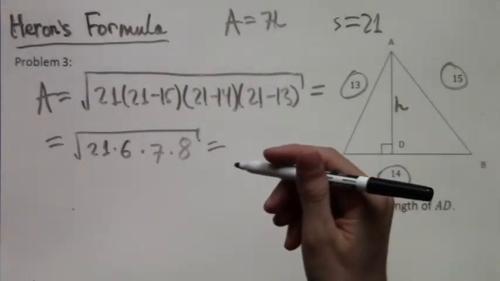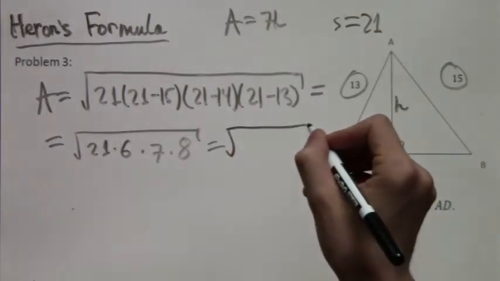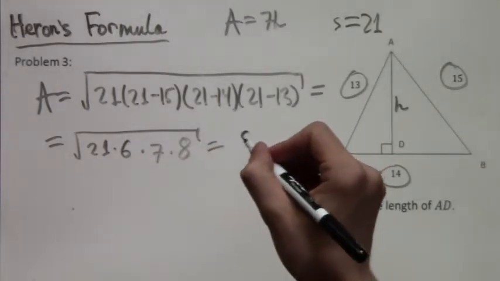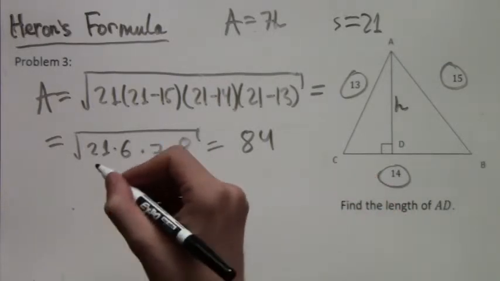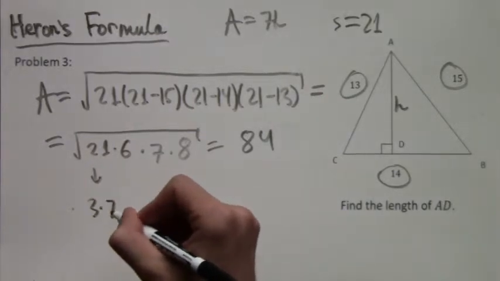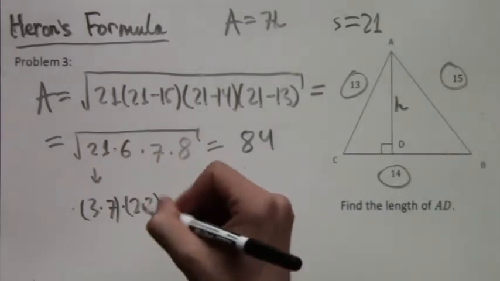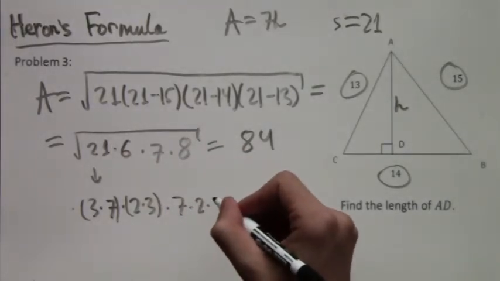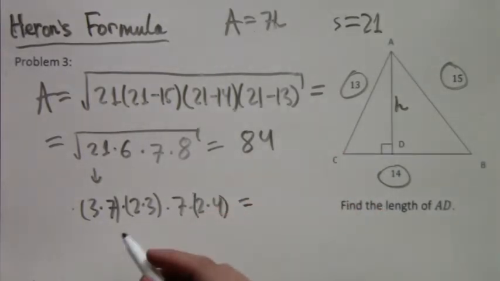So you could plug this into a calculator and it would give you directly that the answer is 84. But we can also see this without plugging it into a calculator, as follows. 21 is 3 times 7, and 6 is 2 times 3. Then we have 7, and then 8 is 2 times 4. And then we can just reorder these things.